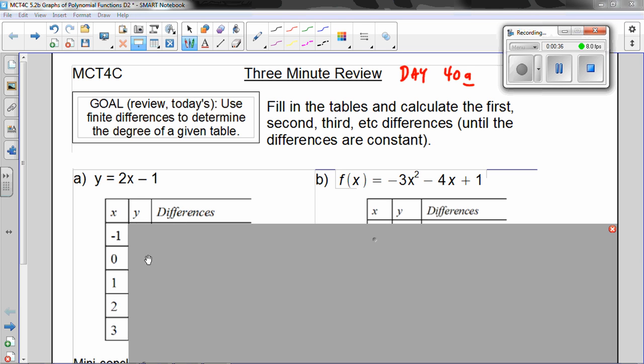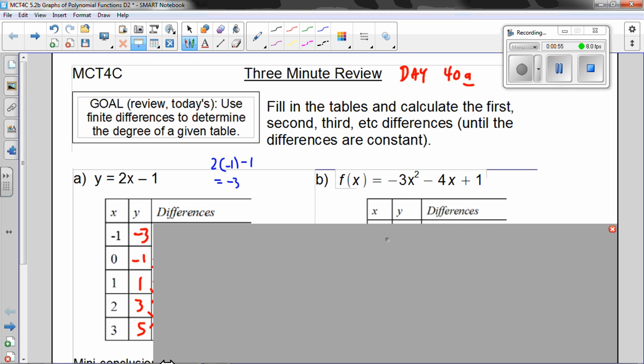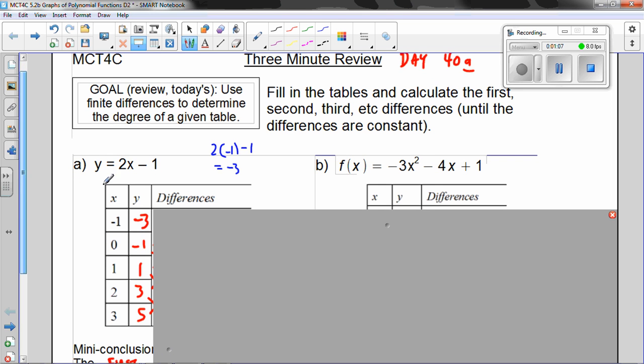The table's not even given for us, so we take x is -1 and put it in there. 2 times -1 is -3 on the calculator, and so on. Now I've done that already, and I'll show you an easy way to do this in a second. Probably you can do this in your head, right? x is 0, y is -1, x is 1, and y is 1, and so on.